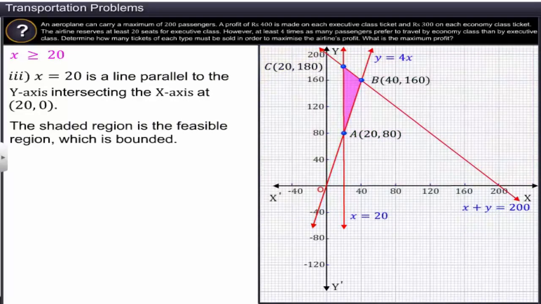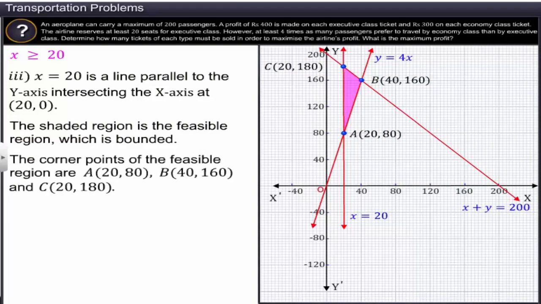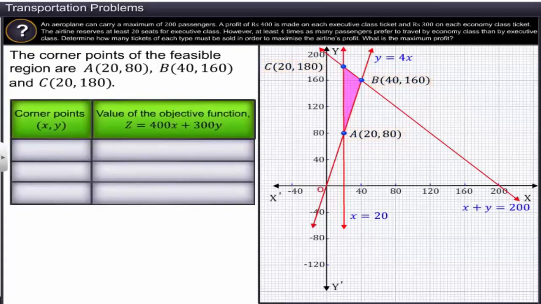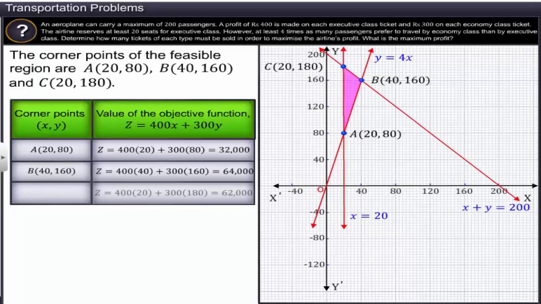The feasible region of the inequalities 1 to 4 is a bounded region. The coordinates of the corner points of the feasible region are A (20, 80), B (40, 160) and C (20, 180). Let us substitute the corner points in the objective function. The value of the objective function is 32,000 at (20, 80). The value at (40, 160) is 64,000 and its value is 62,000 at (20, 180).